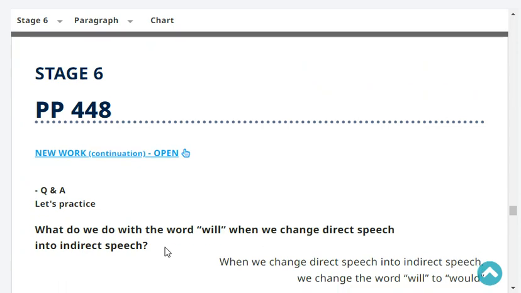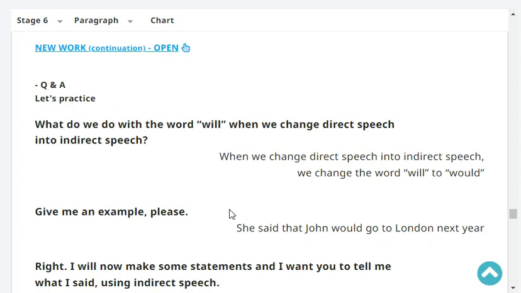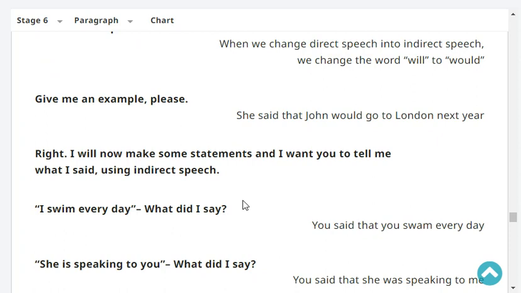Okay, next. What do we do with the word will when we change direct speech into indirect speech? When we change direct speech into indirect speech, we change the word will to would. Give me an example, please. He said that John would go to London next year. Very good.